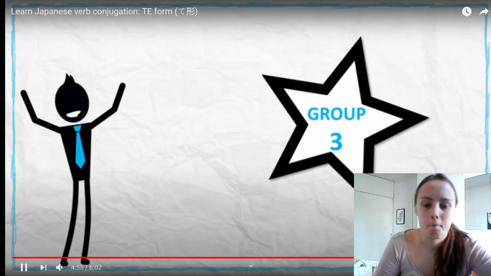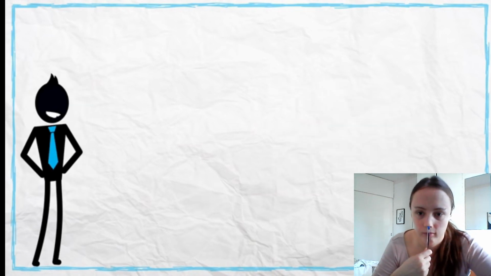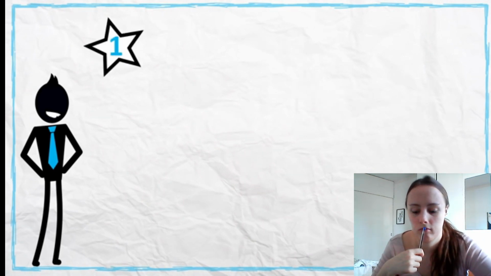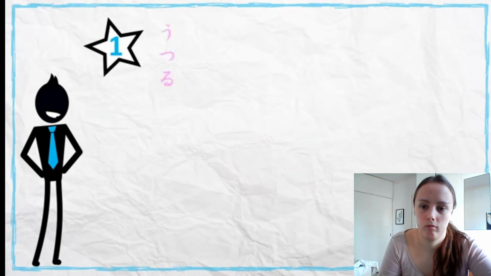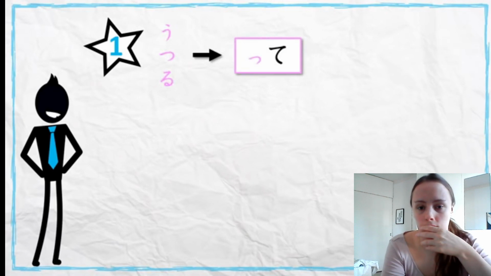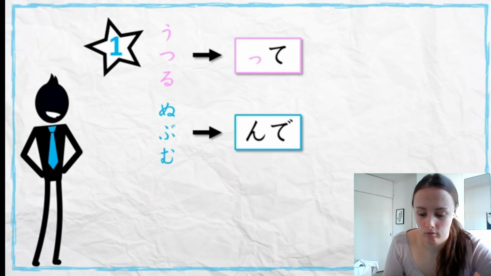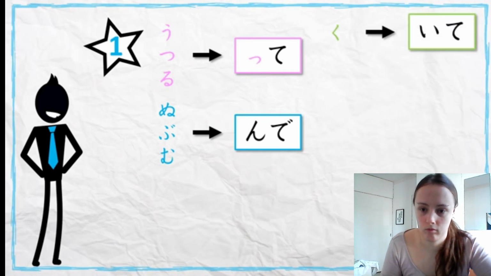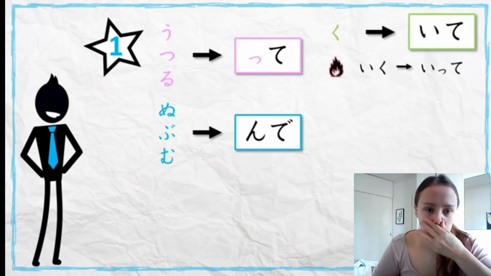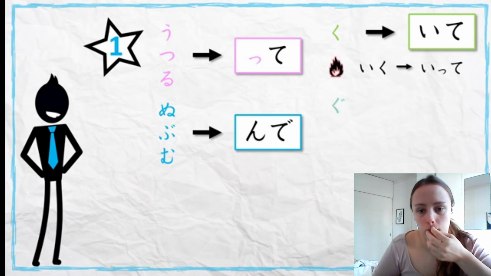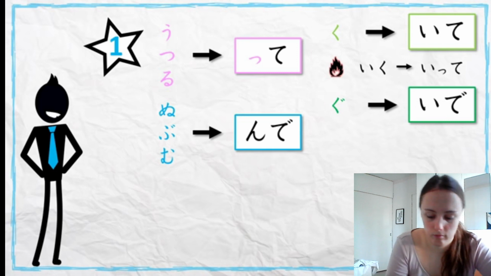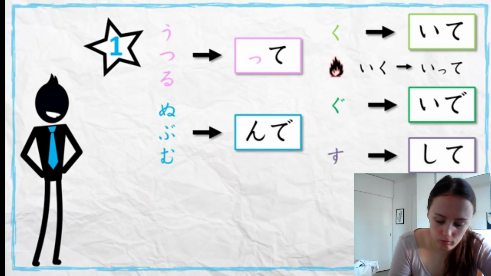Okay, group 2 and 3 were easy. But do you remember group 1? Not so sure? Let's summarize everything. Inside group 1, there are 5 subgroups. Verbs that end with u, tsu, ru become te with a small tsu. Verbs that end with nu, bu, mu become nde. Verbs that end with ku become ite, except the verb iku, to go, which becomes itte with a small tsu. Verbs that end with gu become ide, and verbs that end with su become shite.